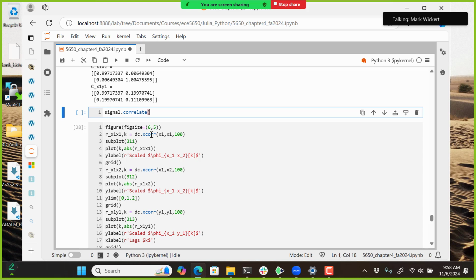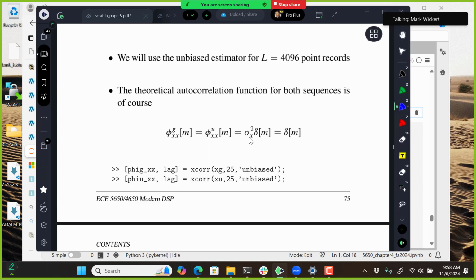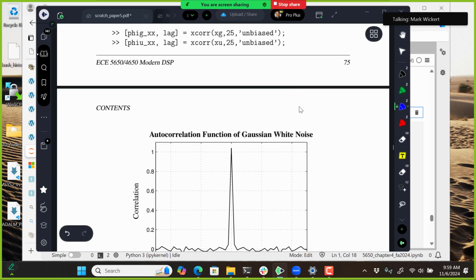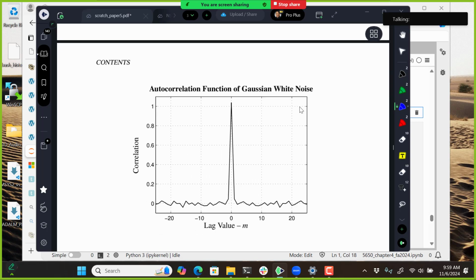The bottom line, though, is that we're looking to see in both cases that whether it's Gaussian or uniform, it's going to be sigma squared times delta of m, and we define the random processes so that that's 1 in both cases. So I'm going to do an unbiased estimator, which I think is what Python uses also. This is the autocorrelation function. It approximates a delta function of unity height, with some fluctuations around 0. And this is the white noise. Same idea. So we're seeing we look good there.